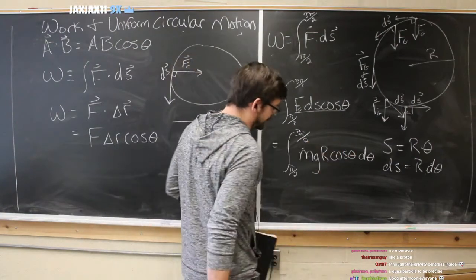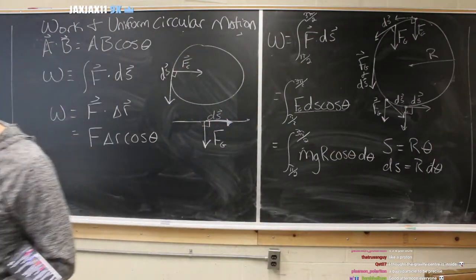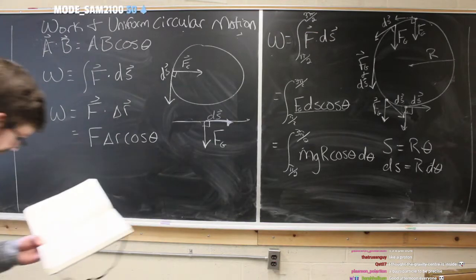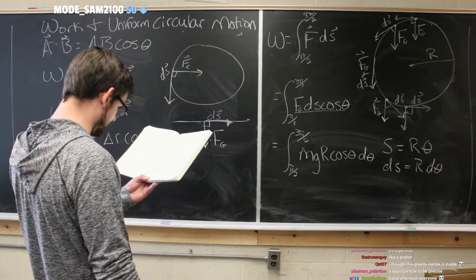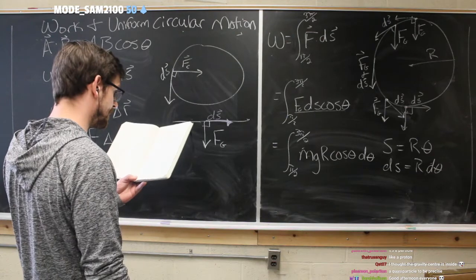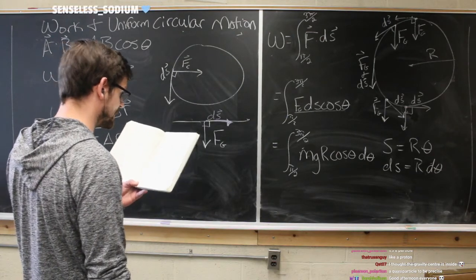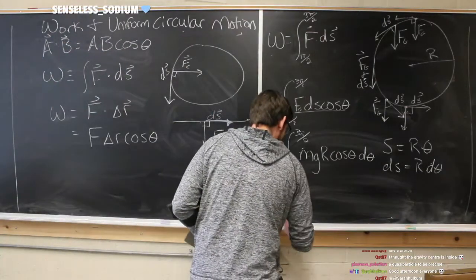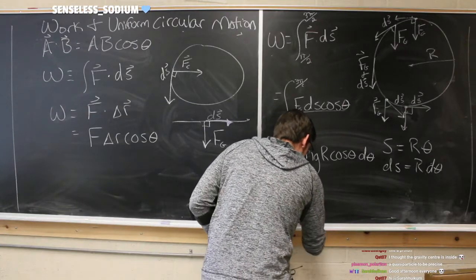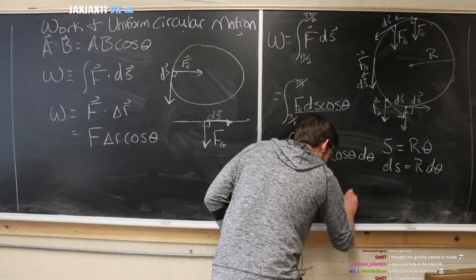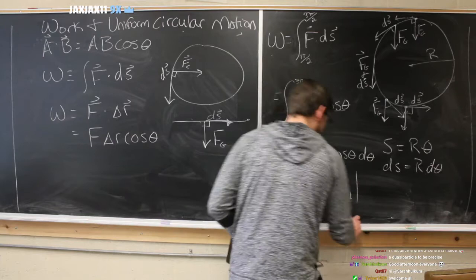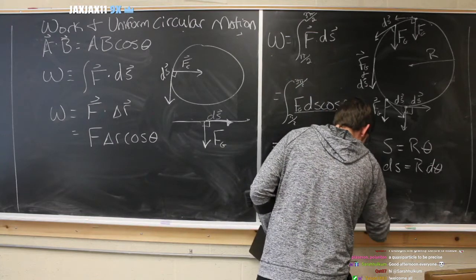Well, what's the integral of cosine theta? It's minus sine theta. Wait, no, it's not. It's just sine theta. Whoa. It's just sine theta. Gotcha. So then it's going to be mg r sine theta over the integral of 3 pi over 2 and pi over 2.